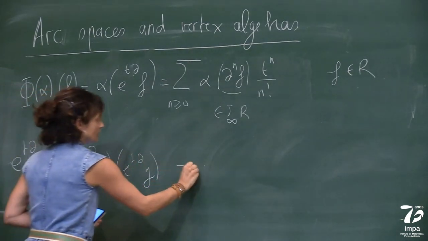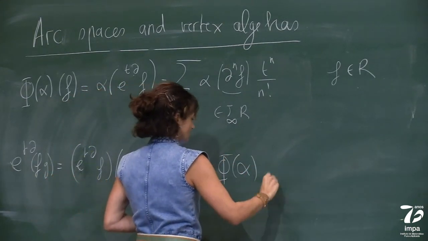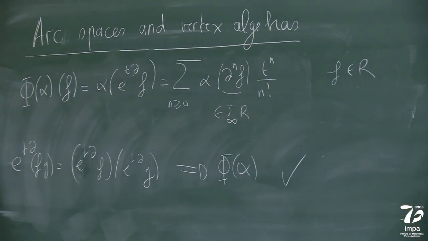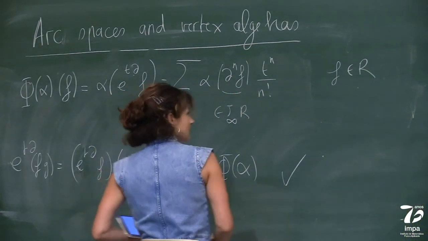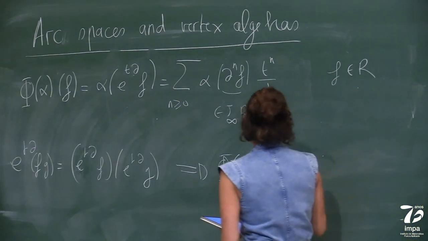So phi works, okay? It's a morphism of algebra, and you have defined an element here. All right? So conversely, let's start with an element, let's say beta, in the right-hand side.